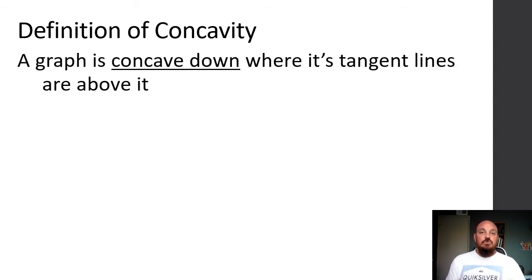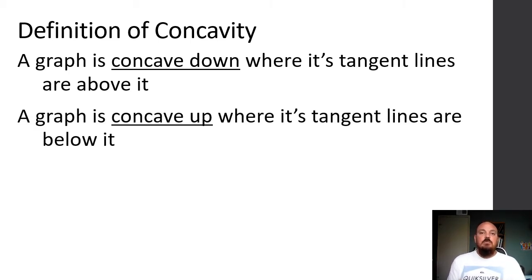So here's the true mathematical definition of concavity, concave up and down. I'll put them both up here. A function is concave down at any point where if you draw the tangent line, remember we spent a lot of time earlier this year finding tangent lines, and it's above the graph, then we call that graph concave down. But if you draw the tangent line and it's below the graph, we call it concave up.